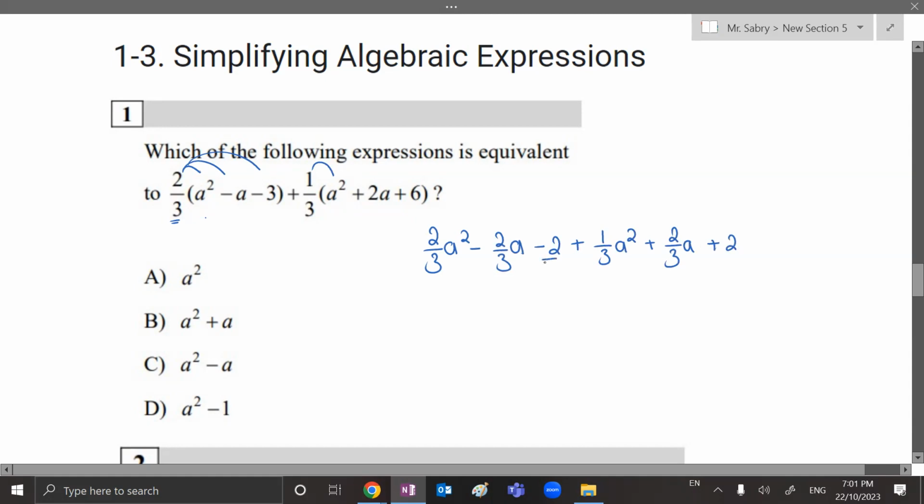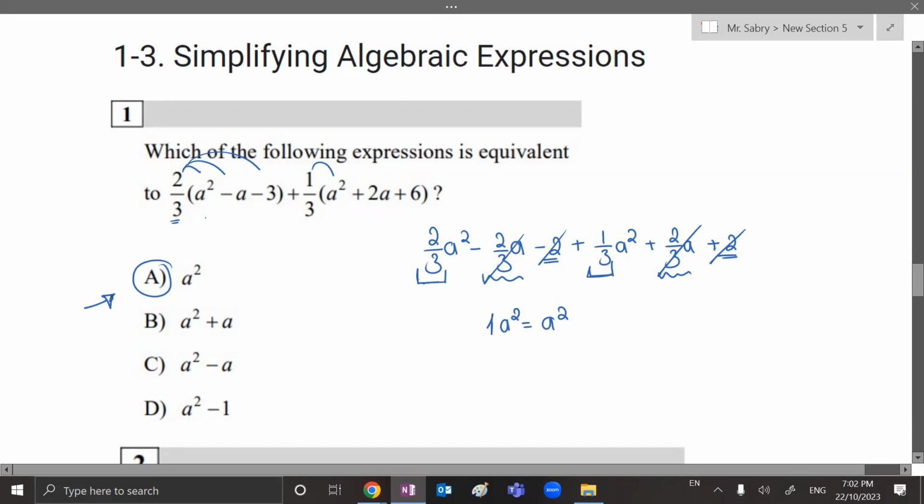You'll see that there's positive 2 and negative 2. Those are like terms. They'll cross each other. There's this negative 2 over 3a and positive 2 over 3a. One positive and one negative, they cross each other. And then there's the 2 over 3a squared plus 1 over 3a squared. On a calculator, we're going to add the coefficients only, meaning 2 over 3 plus 1 over 3. It would give me 1. So it's 1a to the power of 2, which means it's just a to the power of 2. Does this make sense?